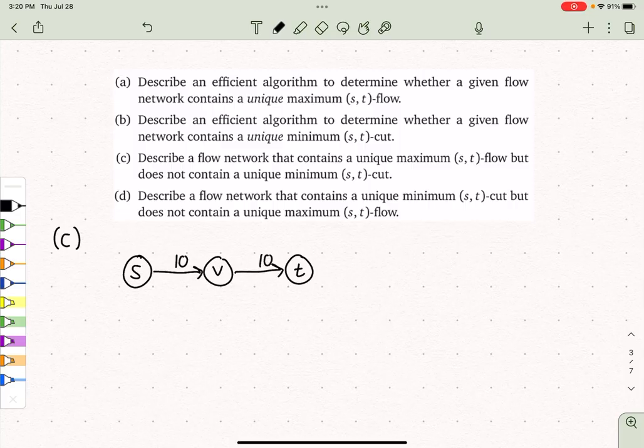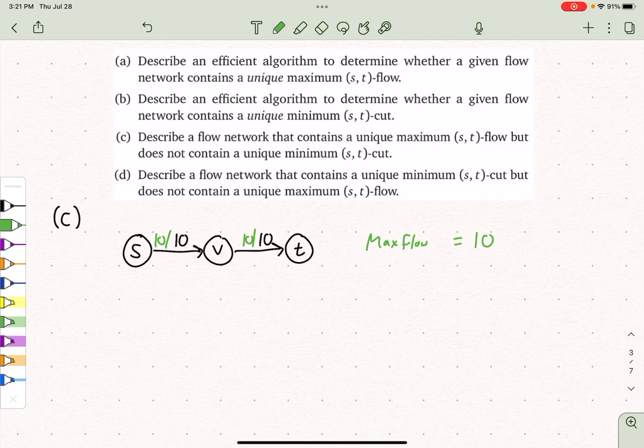So clearly the max flow in this graph is going to fully saturate both edges. So the max flow value is 10. And there's obviously only one function that does that. If we decreased or changed the flow on any edge, then it's no longer a max flow or it's not feasible. So there's only one max flow, which is in green, just fully saturate both edges.